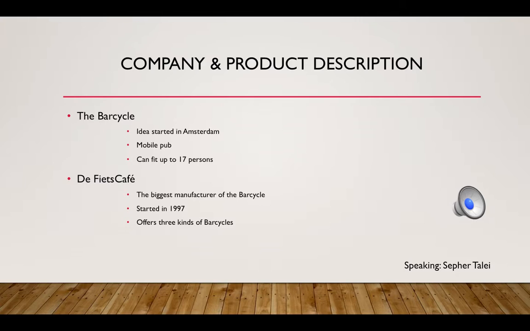The Fiets Café BV sells their bikes to multiple channels and not only business to business. It's also possible to rent a bike from them. Currently they have 27 bikes for rent, so they are the biggest in Amsterdam and Holland, and 5 used bikes for sale. New orders can be made and will be manufactured.